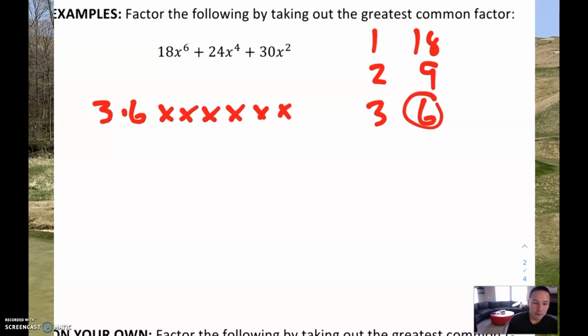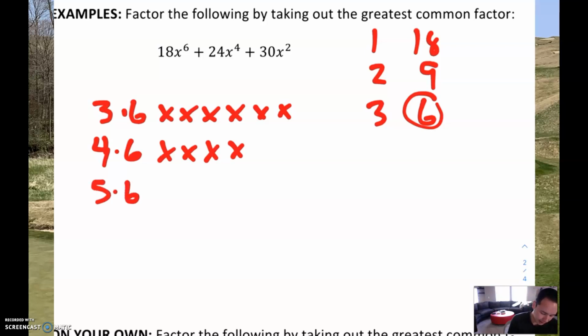Now I go to the 24x to the 4th. That's the same as 4 times 6, x to the 4th. Then I go to that 30x squared. That's the same as 5 times 6, x squared.